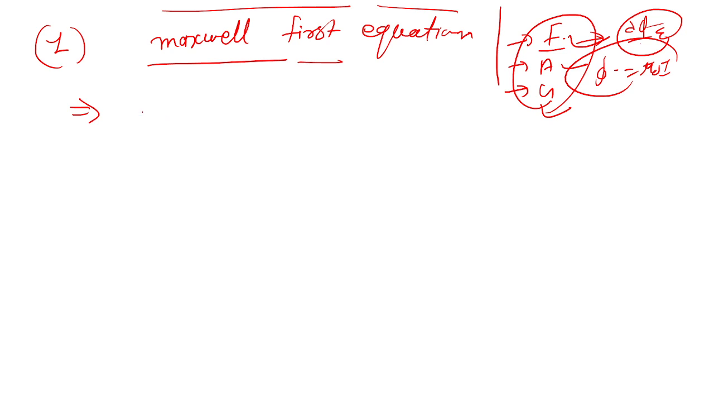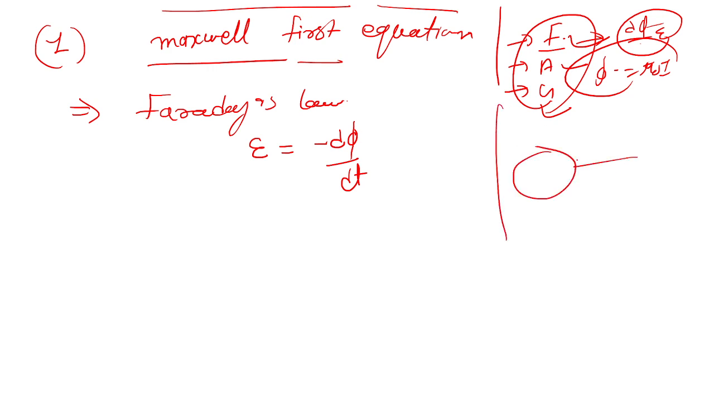So what does Faraday's law say? Faraday's law says that the electromotive force produced in a particular conductor is the rate of change of the magnetic flux within it. Here is your conductor, and you are providing the magnetic field like this. What does magnetic flux mean?